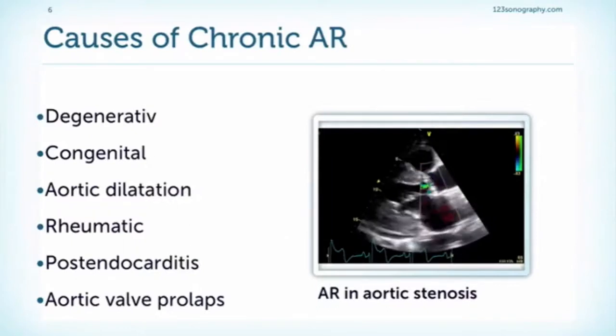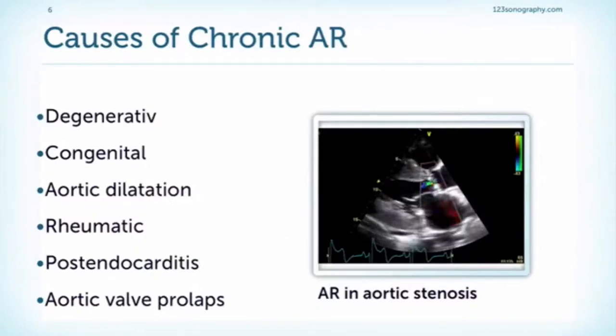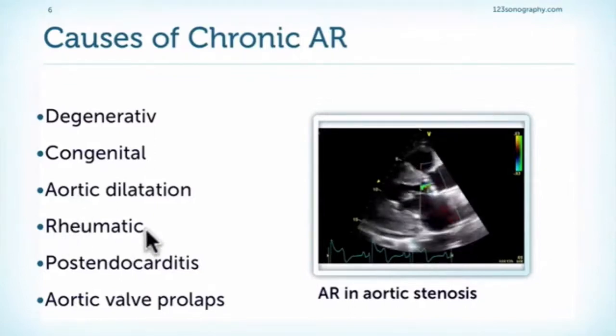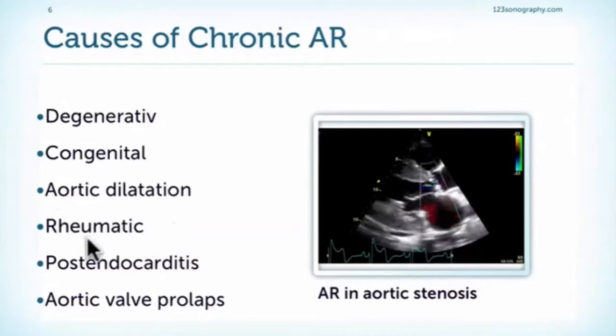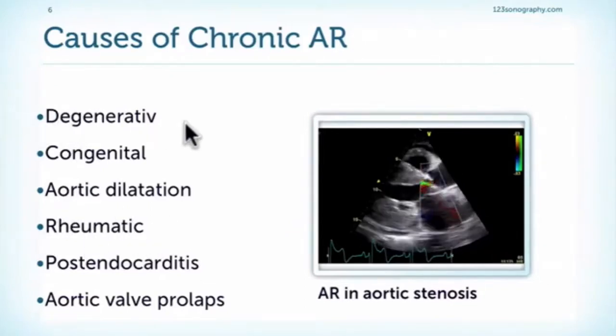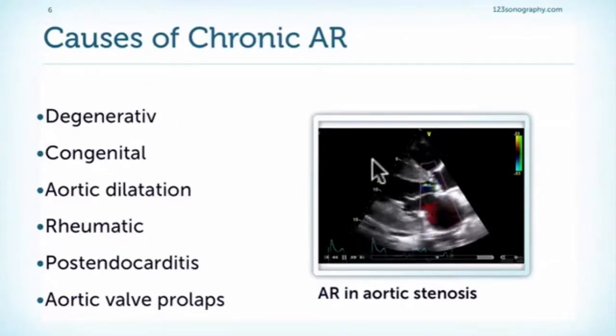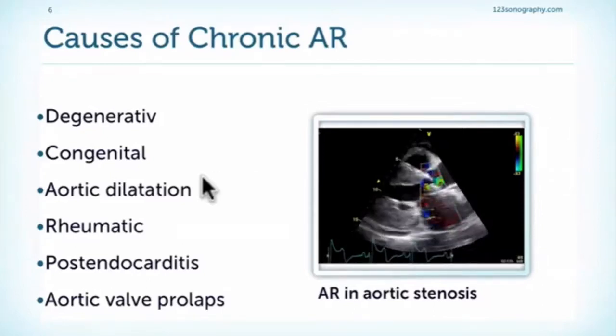The causes of chronic aortic regurgitation are many. Previously, rheumatic heart disease was one of the most common causes, but with the advent of antibiotics, this cause has been reduced dramatically. Now, we probably see most forms of aortic regurgitation caused by degenerative changes of the aortic valve, as you would see them here, in a patient who also has aortic stenosis.